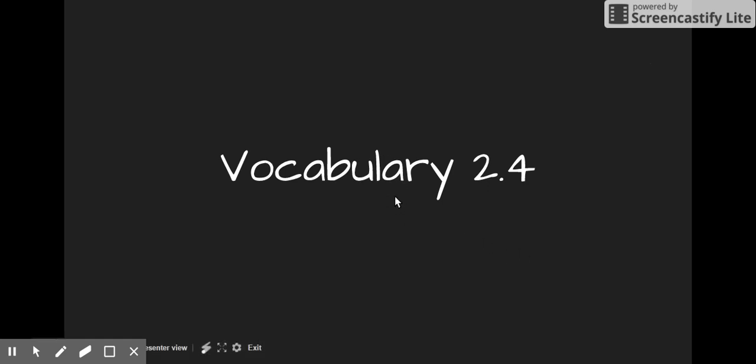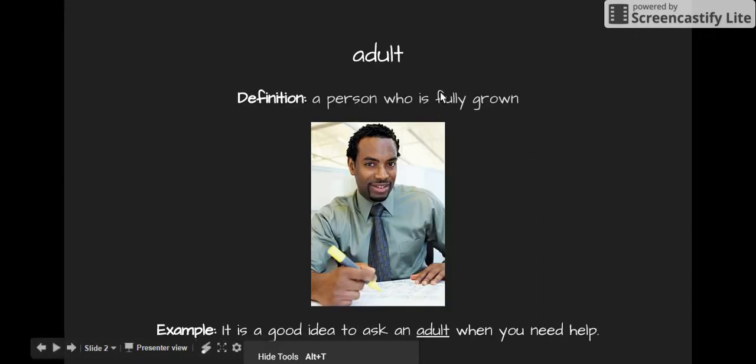Alrighty, we're on vocabulary for Unit 2. We are on week 4 this week. Our first word here is adult. Adult is a person who is fully grown. I'm sure many of you have heard this word before. We just want to be sure that you can use it in a sentence here.